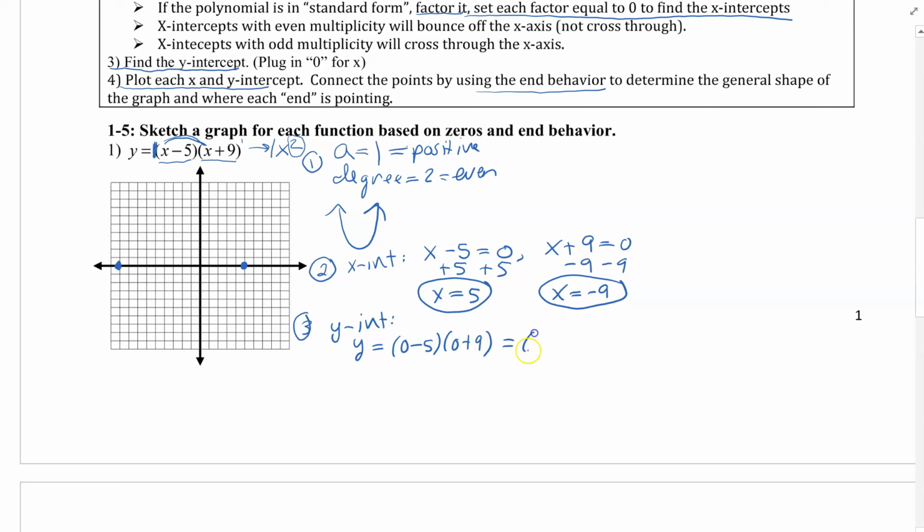And so in this case, it'll be -5 times +9, which is -45. So it's quite low, which means if I want to include that on my graph, I'm going to need to scale my y-axis appropriately. So we'll do that in a moment.